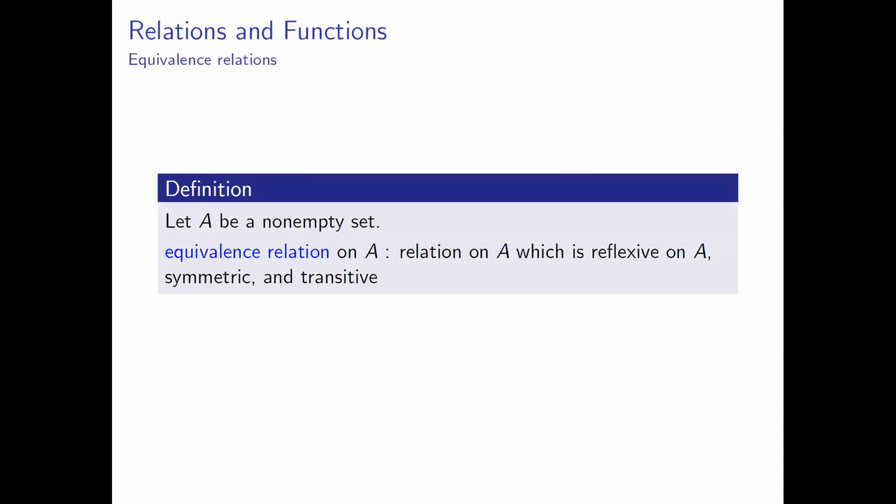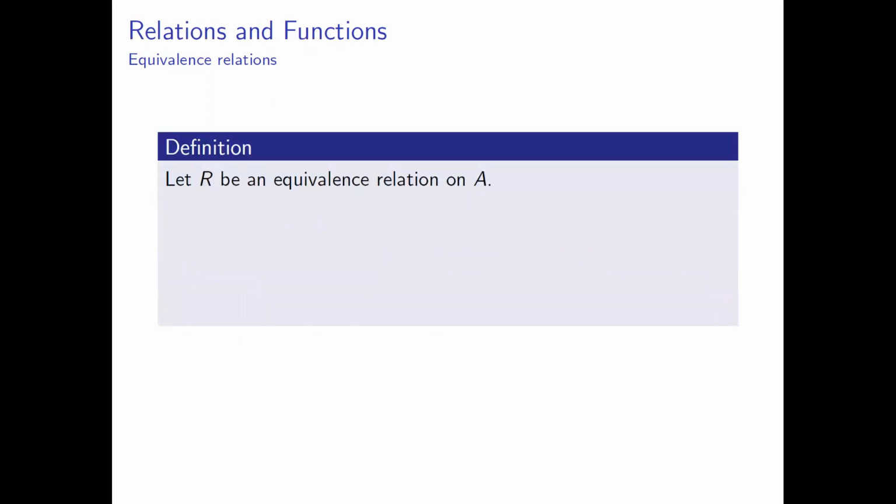An equivalence relation on A is a relation on A which is reflexive on A, symmetric, and transitive. The definitions of each of these properties are given in part 4 of lecture 4.1. If the object a is related to the object b under an equivalence relation R, we sometimes say that a is equivalent to b. There are two sets that we associate with an equivalence relation on A.